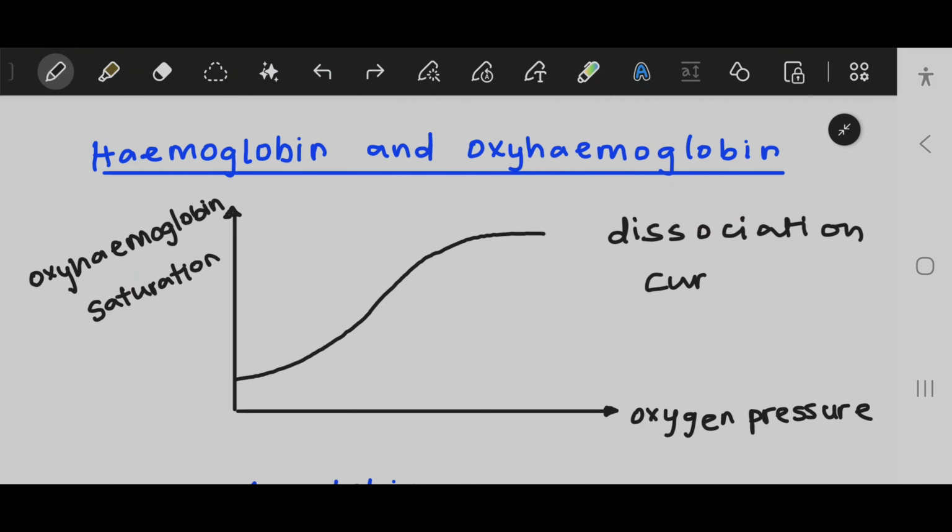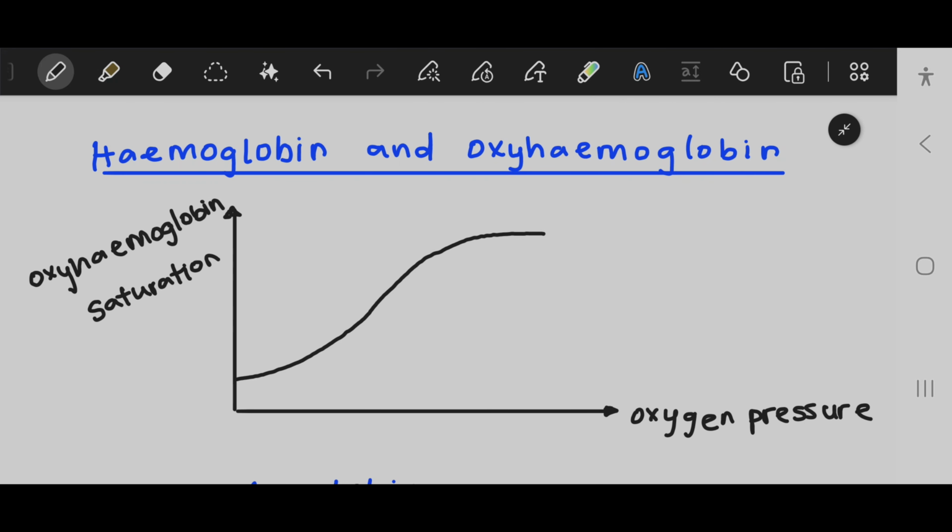So most oxygen in your blood is actually carried by hemoglobin inside your red blood cells. The relationship between oxygen pressure and how saturated hemoglobin is can be shown using the oxyhemoglobin dissociation curve.